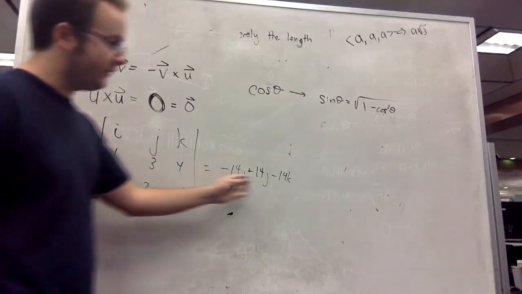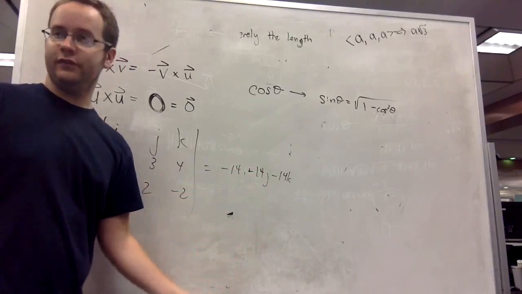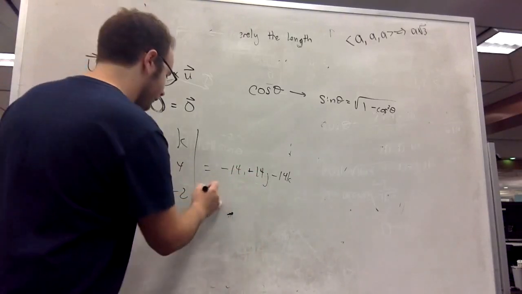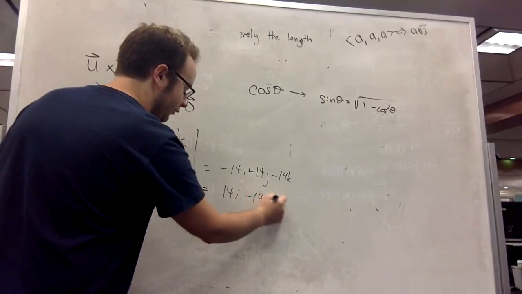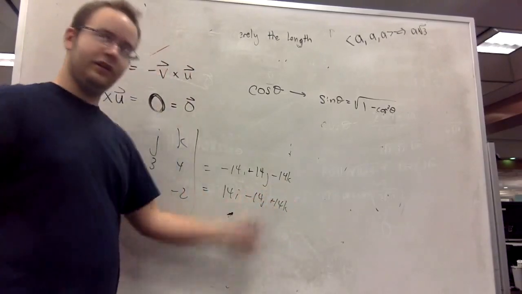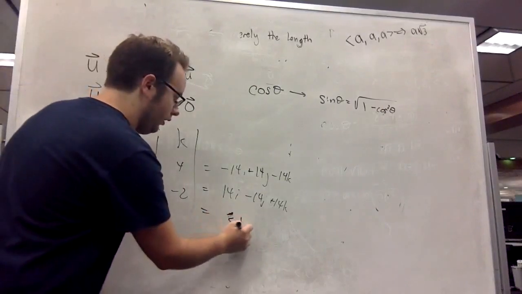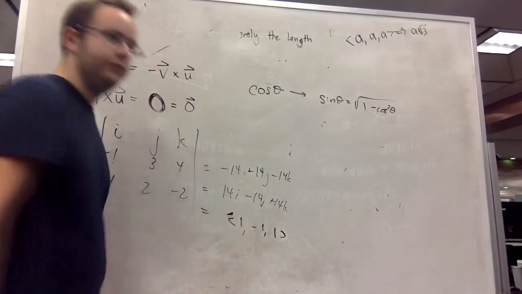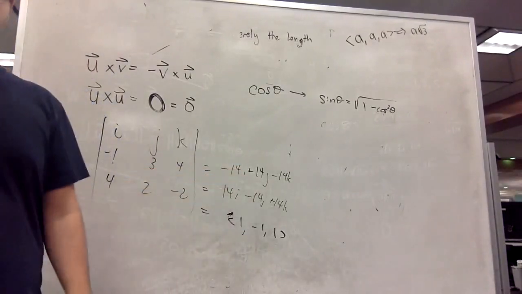So this is a vector that is perpendicular to the original 2. And in fact, any scalar multiple of this would be perpendicular. So I could say 14i minus 14j plus 14k. That's another vector that's perpendicular to the original 2. I can even go with 1, -1, 1. Everyone agree that this is basically parallel to that? Good.